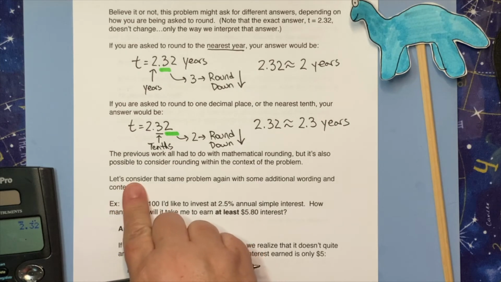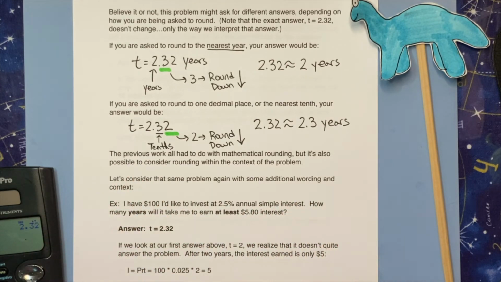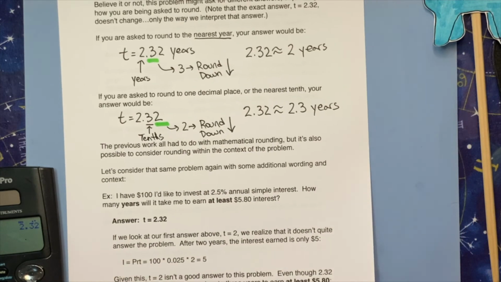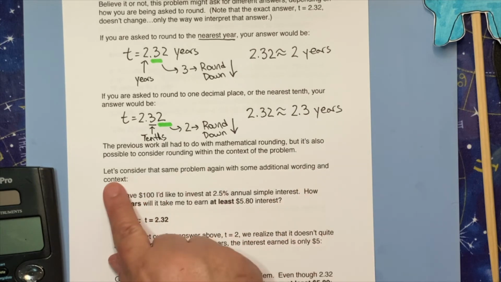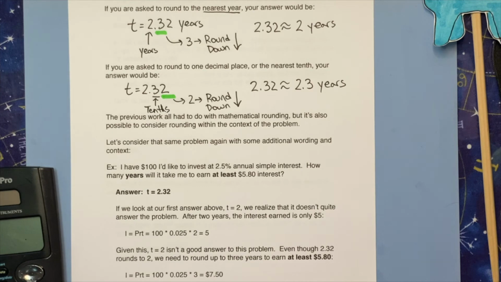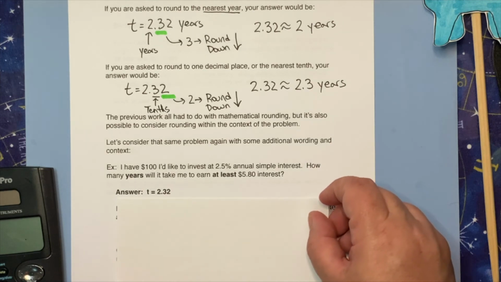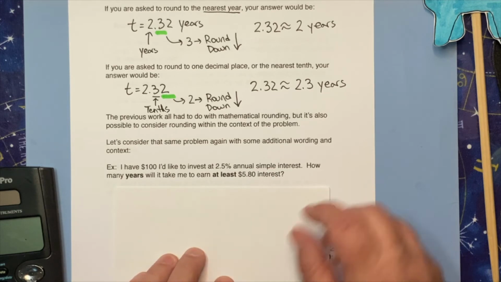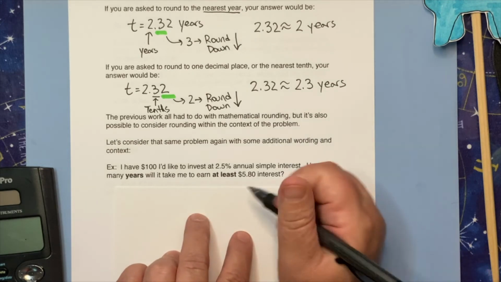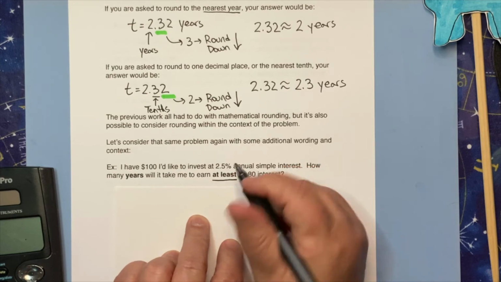So we're going to consider, and you'll notice I've written this all out carefully so that you don't have to worry about my handwriting getting in the way. Let's consider the same problem again with some additional wording and context. I have $100. I'd like to invest at 2.5% annual simple interest. So it sounds familiar. How many years will it take me to earn at least $5.80 interest? And notice the really important words.